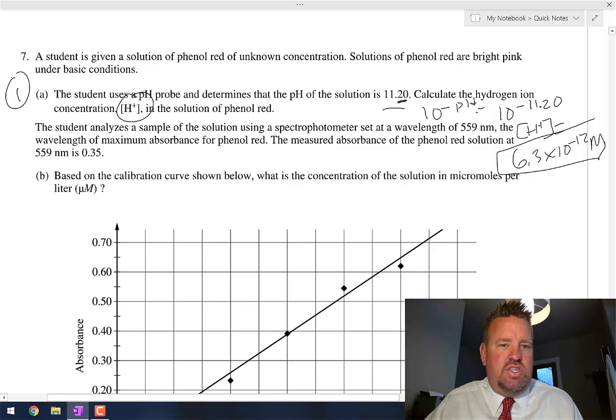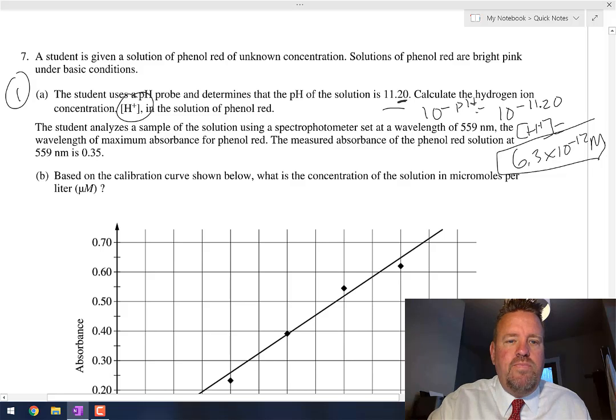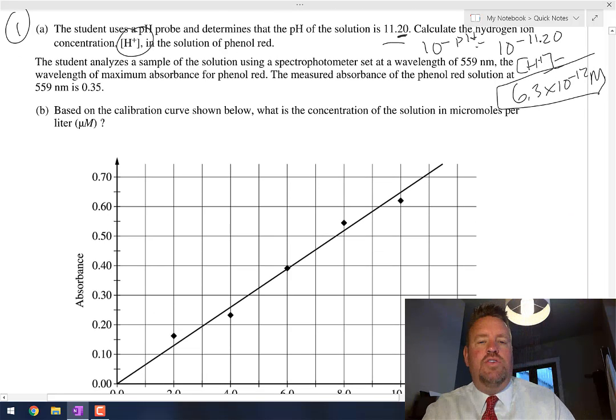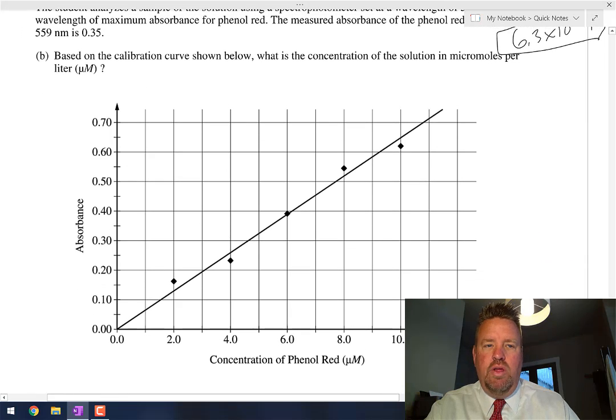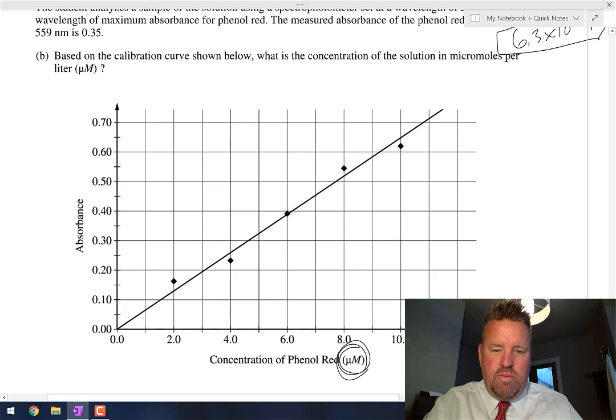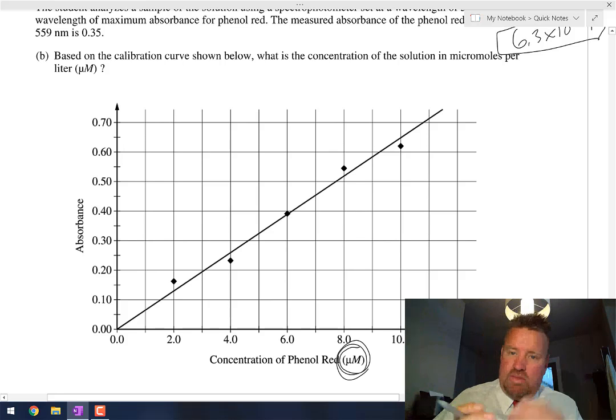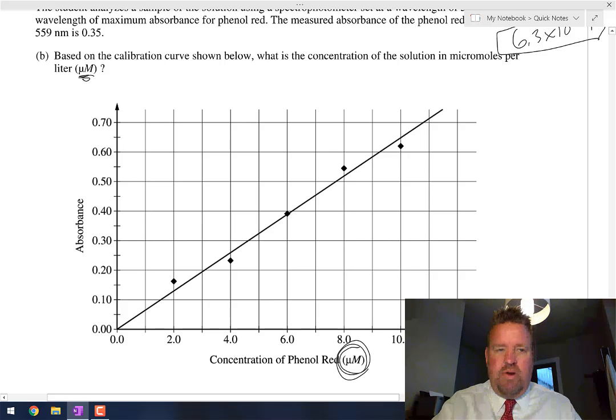Okay, part B says the student analyzes a sample of the solution, uses a spectrophotometer, set at a wavelength of 559 nanometers. That wavelength is the maximum absorbance for phenol red, and then the measured absorbance at 559 is 0.35. Based on the calibration curve shown below, what is the concentration of the solution in micromoles per liter? What the heck is that? Who cares? There it is. Micromoles per liter is micromolarity, that micro M. Don't let that part confuse you.